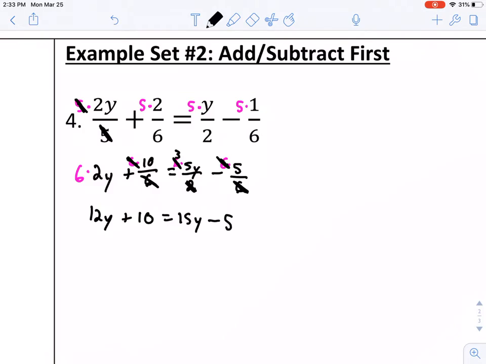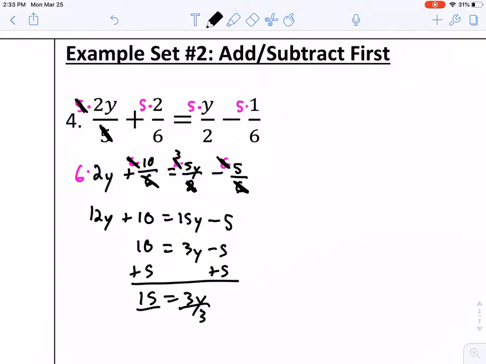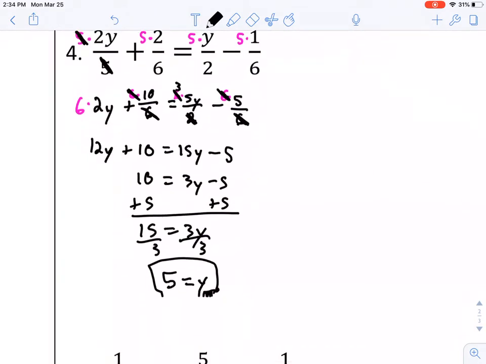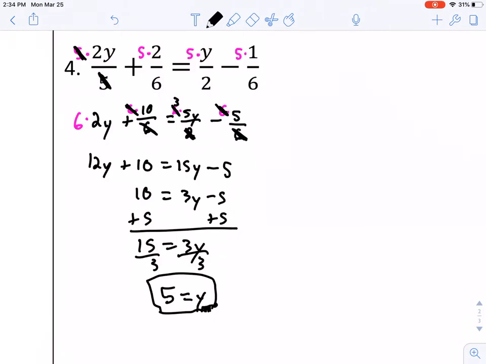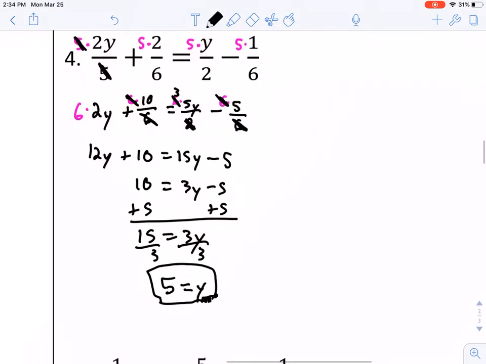Now solve this equation. Subtract 12y from both sides. Add 5 to both sides. And then divide by 3. And we get an answer of 5 equals y. Now, if you look at your problem, there's no y's in the denominator, so therefore there are no values that y can't be, so this is an acceptable answer.